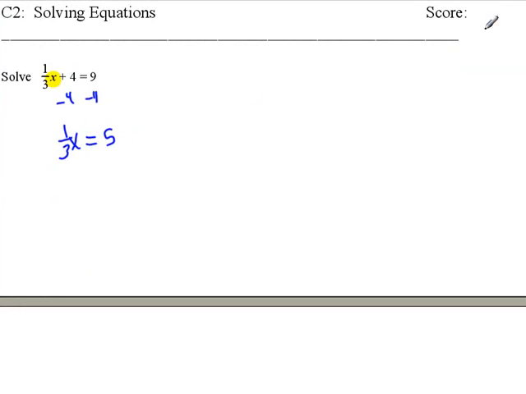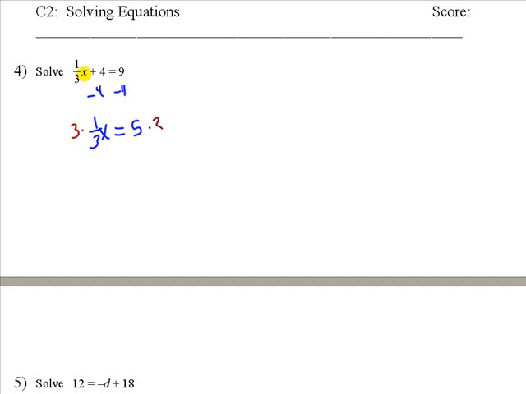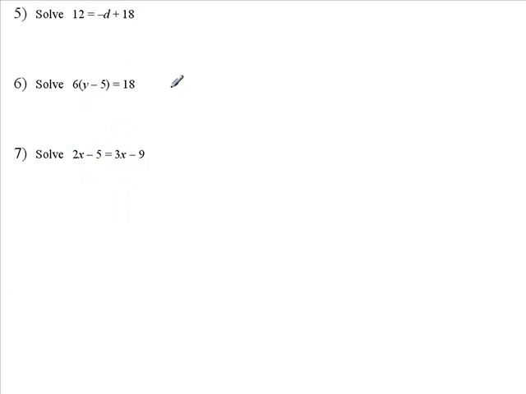So if I want to undo that, I should multiply by 3. So I'm going to multiply 3 times both sides. These 3's reduce out, which is what I'm trying to get to happen there on the left, and x equals 15. Let's check that real quick in our head. 1/3 of 15 is 5, plus 4 is 9. That would check, so this answer has to be right, and it can't be wrong. That's number 4.